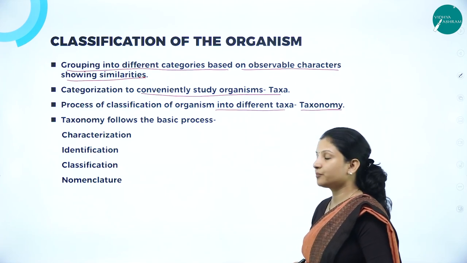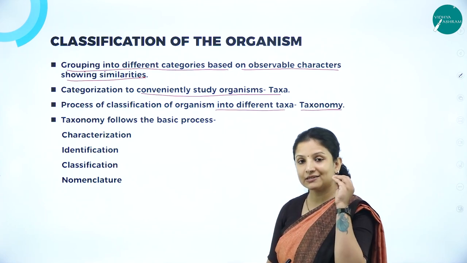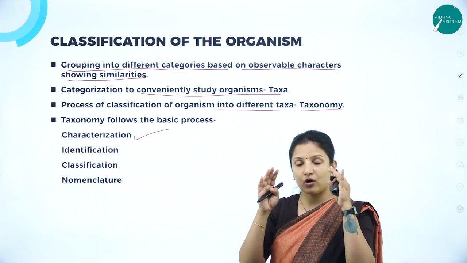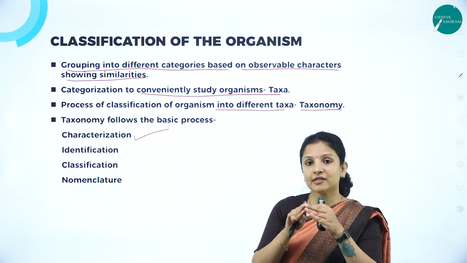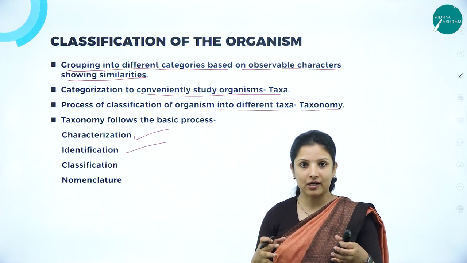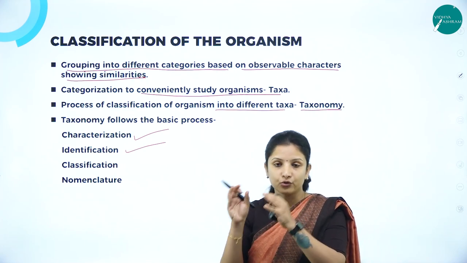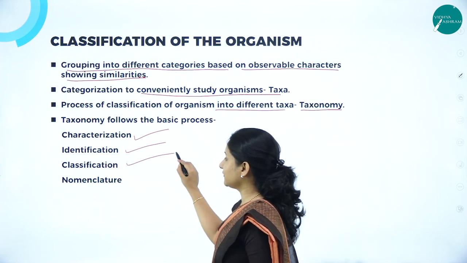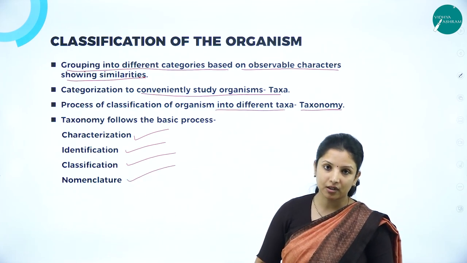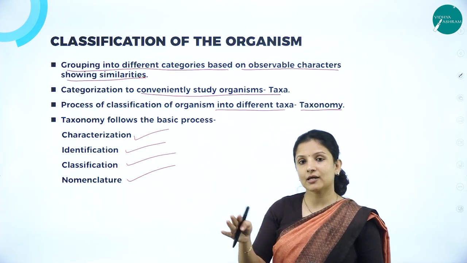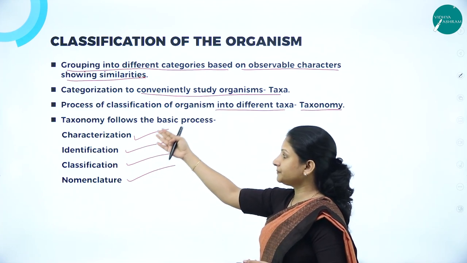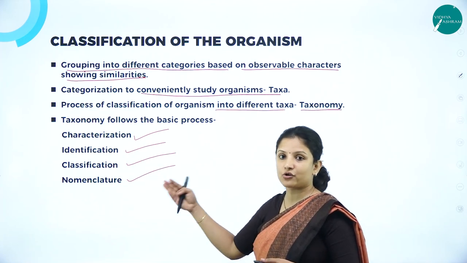Here taxonomy follows a basic process wherein, how do you classify an organism? It is a step-by-step process. First you characterize them. So what is characterization? It is nothing but finding morphologically what similarities or dissimilarities the organisms have. Based on that, you group the organisms into different groups. So that is first characterization. Next, you go in for identification. Once you characterize, you identify that particular organism, to which group can you further categorize them? Next is classification. You place them under different taxa. Finally, you go in for naming that particular organism, either based on the person who discovered it or based on the characteristic of that organism. So taxonomy follows these basic steps: characterization, identification, classification and finally nomenclature or naming.